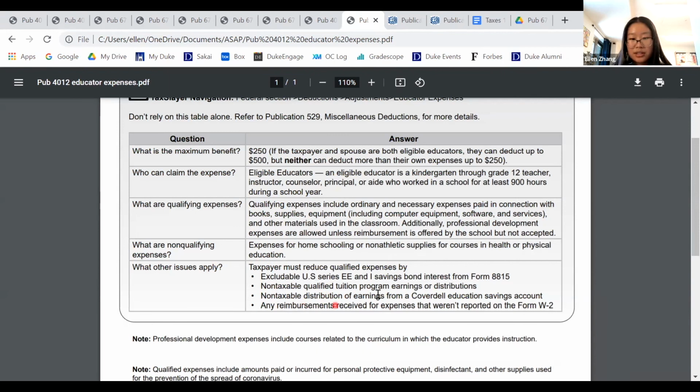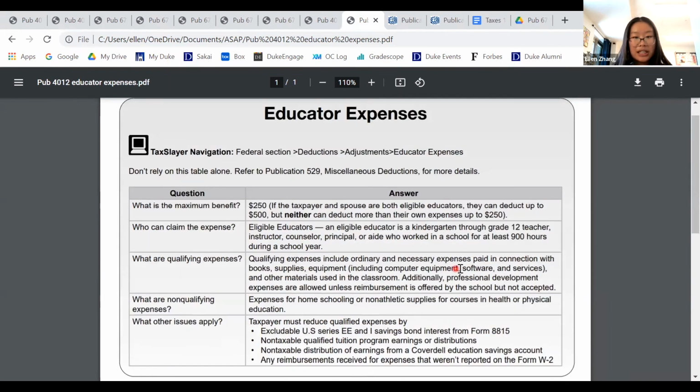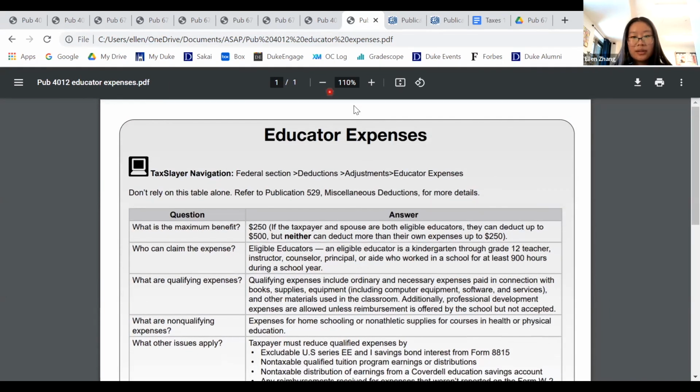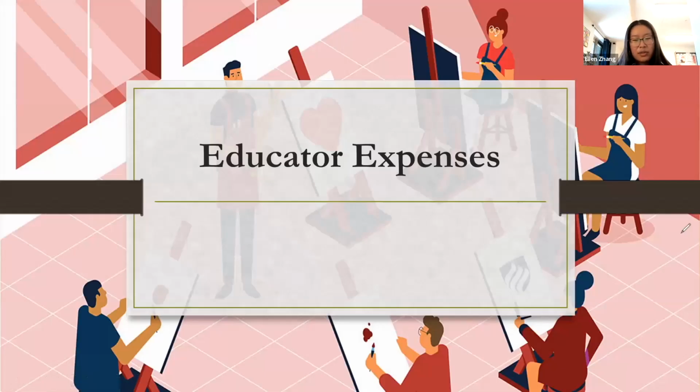So this is a pretty simple, straightforward adjustment, very specific to educators. Let me reshare my screen. So that was educator expenses. There's not really a specific form for that. I would just recommend, if you are an educator, to keep track of those expenses through receipts or logs so that you can take that adjustment at the end of the year.